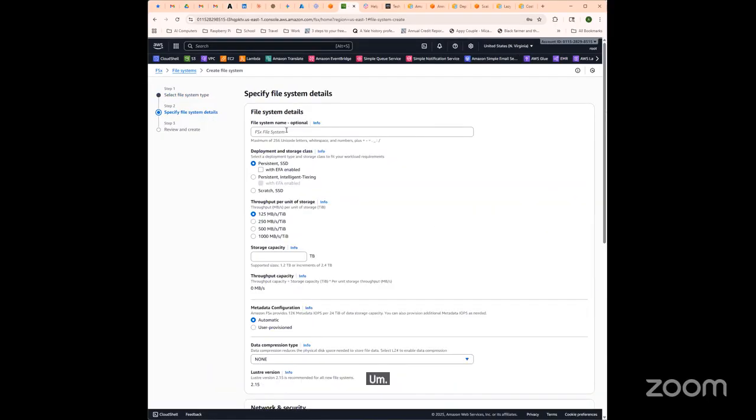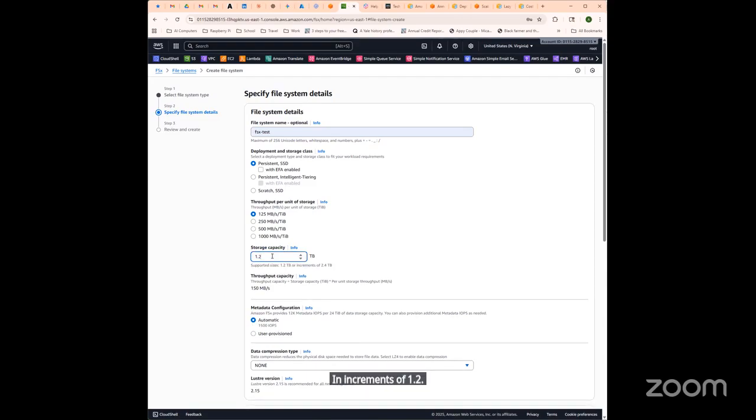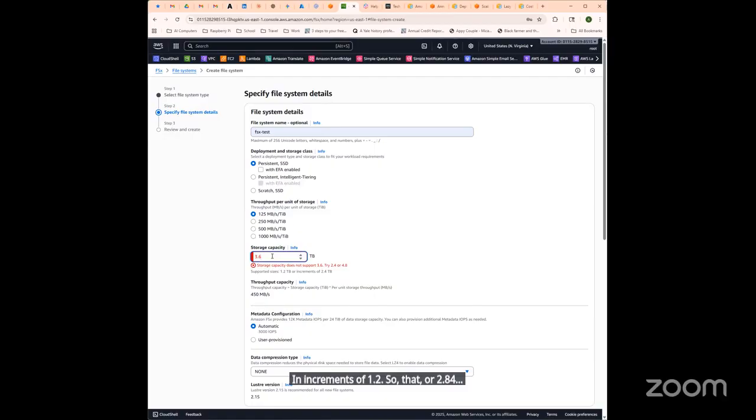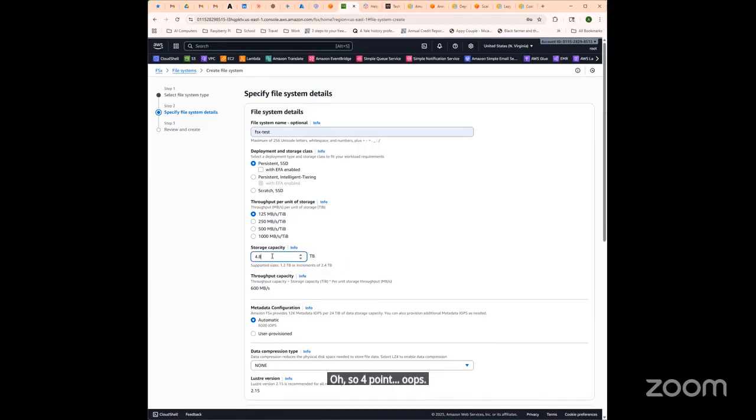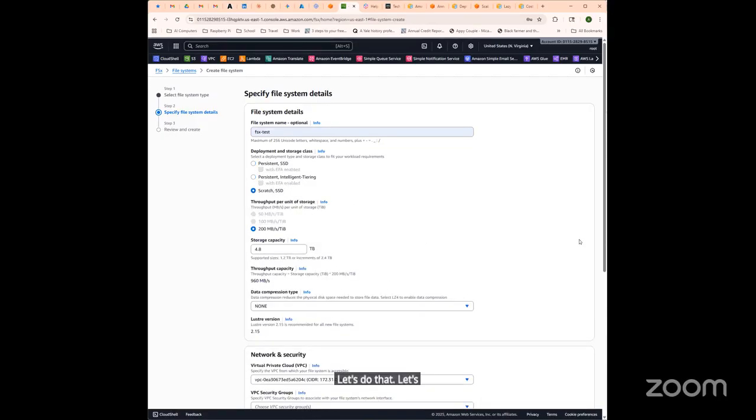Then you name it, FSx test. That's a good one. The storage capacity is in increments of 1.2, so that, or 2.4, or 3.6. Oh, increments of 2.4, so 4.8. Okay, so it's a lot of storage, right? So do you want persistent? Do you want scratch? Do you want persistent SSD, persistent intelligent tiering? Let's do scratch, right? We'll go into this a little bit.